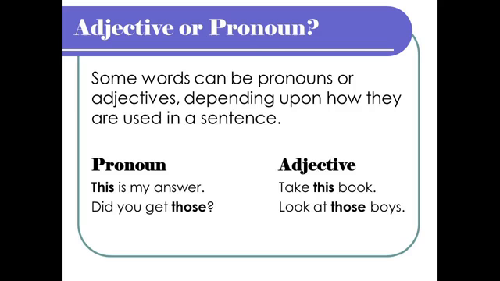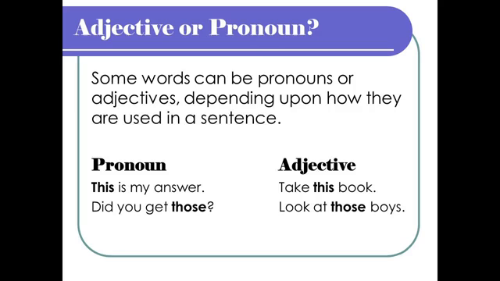You can see both these and those are related to, attached with the verb. When any word is attached with a verb, it must be a pronoun. And now see here, adjective. Take this book or look at those boys. You can see that these and those both are adjectives because they are attached with a noun.